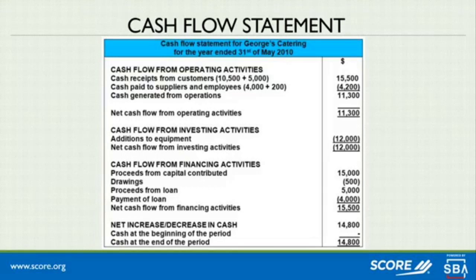Cash flows from financial activities are a little bit of a mix. Part of it is proceeds from capital contributed. So if you add more money to the business, or you have an investor who brings money into the business, then that would be the proceeds from capital contributed. And if you got a $10,000 grant under the grant program, that would go on this line.